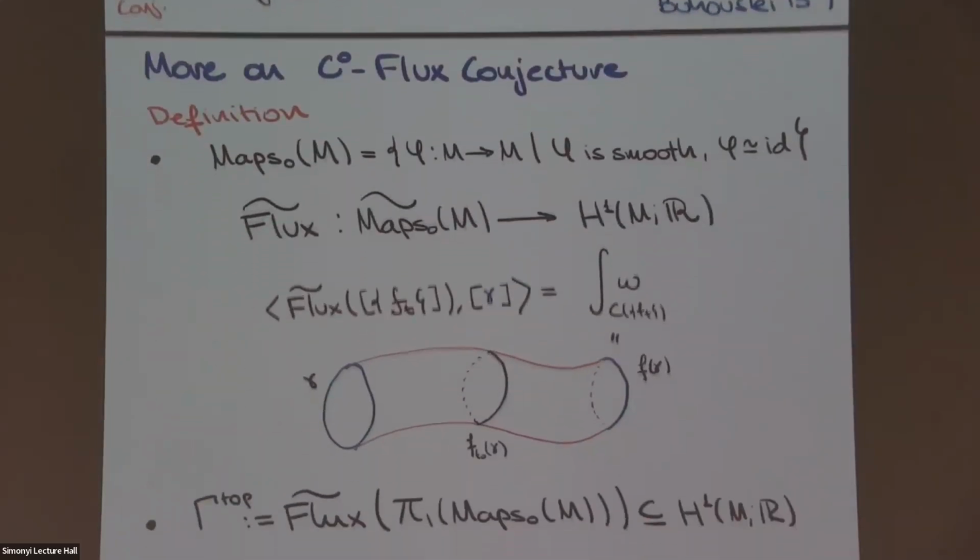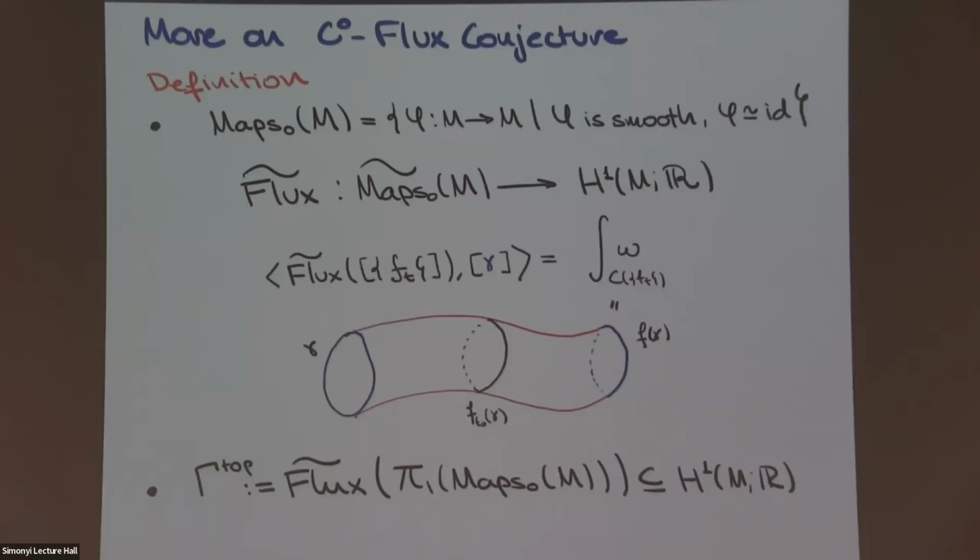So now let's go to the definition of the flux homomorphism. But before, I'll define it a little bit more generally on what I call here Map0, which is the space of smooth maps from M to itself, which are smoothly homotopic to the identity. So not necessarily diffeomorphisms, just smooth. So the flux map is a map from the universal cover of Map0 to the first cohomology of the symplectic manifold in this case.